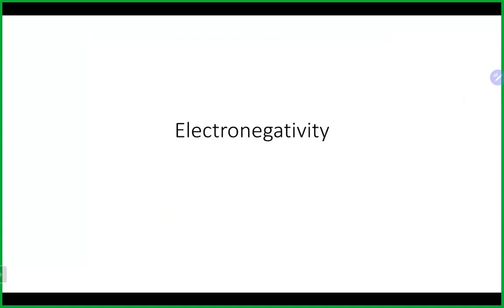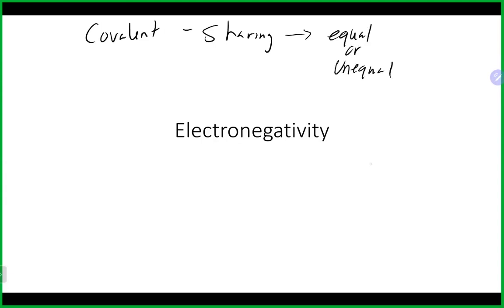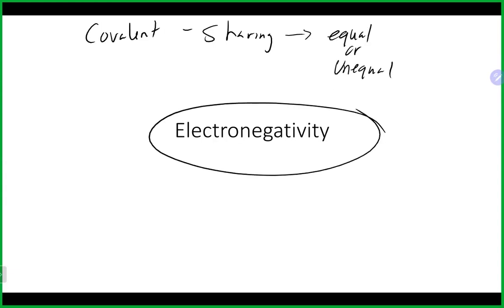So let's talk about this sharing of electrons and how we know how the sharing is going to happen. We're talking about covalent bonding and the sharing of electrons. As I mentioned before, that sharing can be equal or unequal. And it is electronegativity that is really the big factor to determine how electrons are going to be shared.